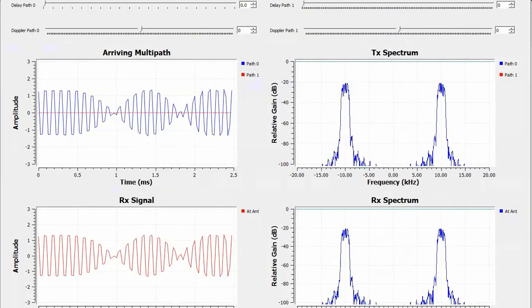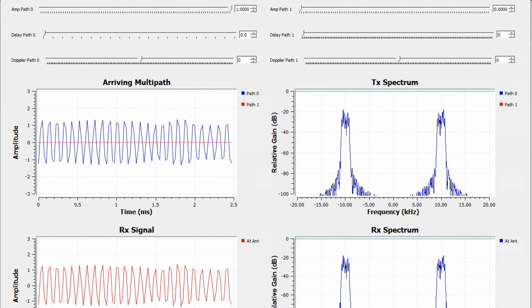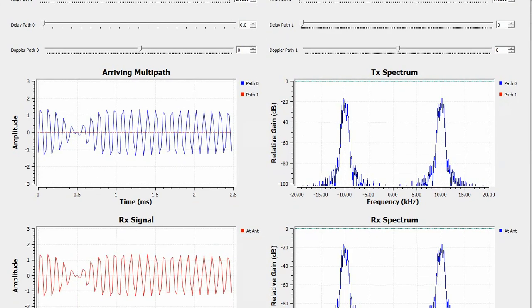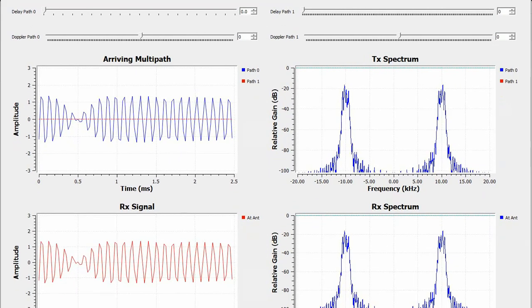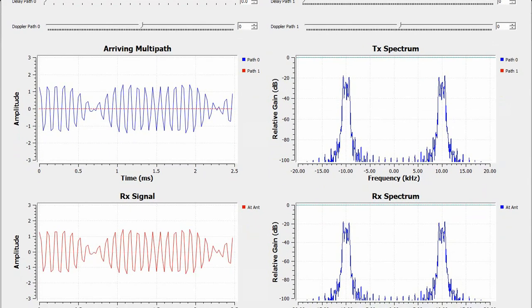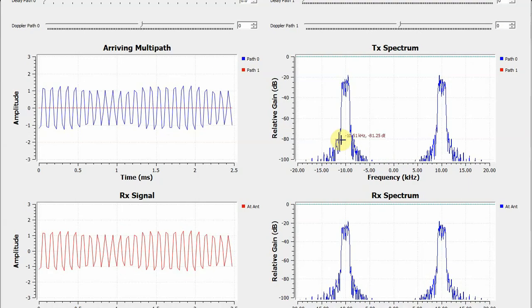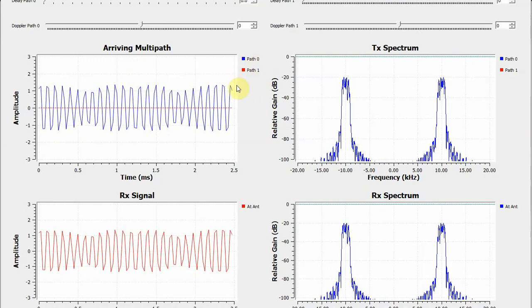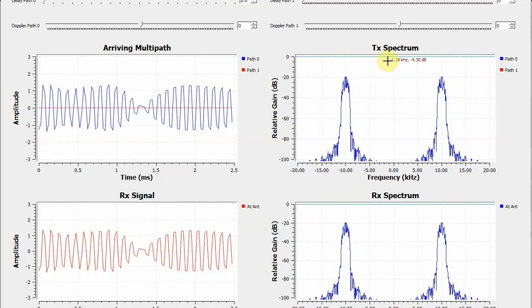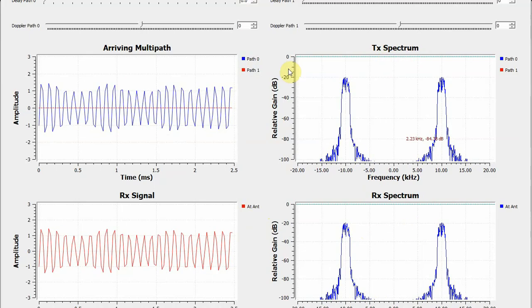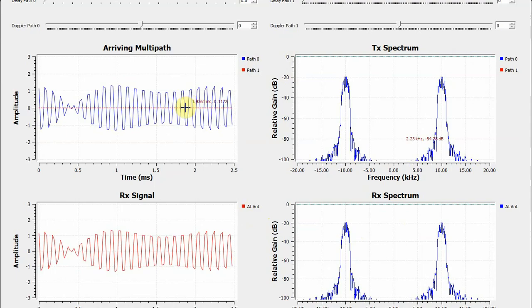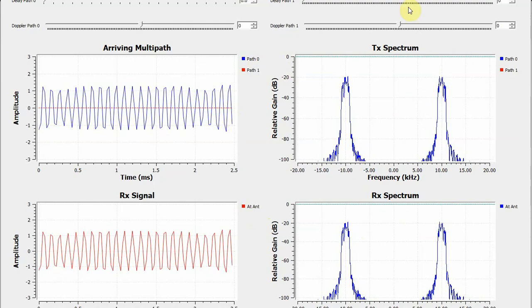Here you can see that the amplitude of path 0 and path 1, the delay of path 0 and path 1, and the Doppler of path 0 and path 1 can be controlled through these sliders. And here we have the waveform. The arriving multipath will be shown here. Their summation at the antenna will be shown here, while the transmit and receive spectrum are here. In this case, the amplitude of path 0 is 1, the amplitude of path 1 is 0, so we can only see the direct path and its spectrum.